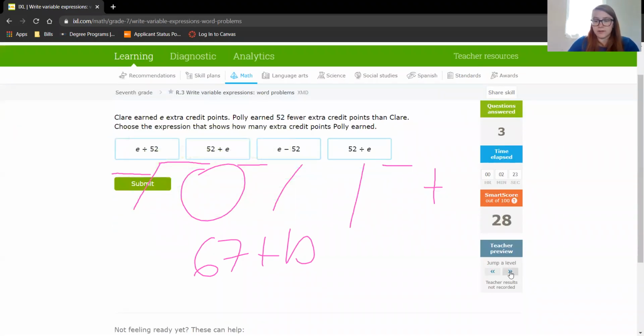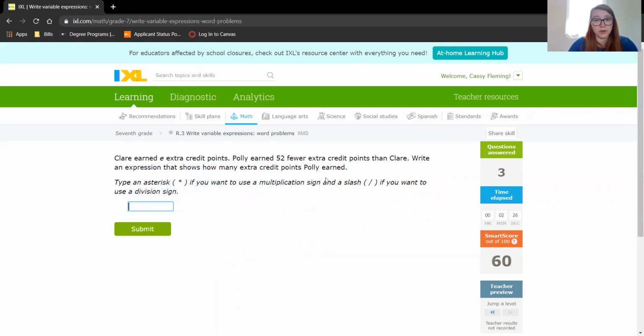I'm going to step it up to the next level. These problems are just a little more challenging, more complicated. So Claire earned E extra credit points. Polly earned 52 fewer extra credit points than Claire. Write an expression that shows how many extra credit points Polly earned. So we know Claire earned E and Polly earned 52 fewer. Fewer means subtraction. So whatever we're going to do, we need to subtract. Since Polly has less, we need to subtract Polly's from Claire's. So our expression is going to be E minus 52.